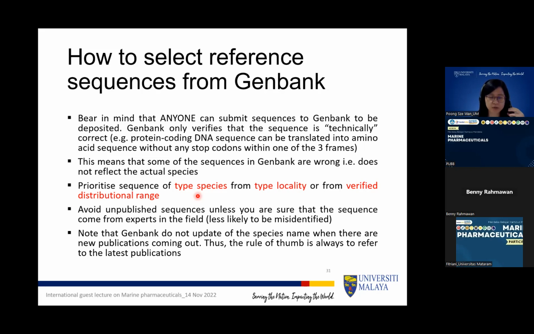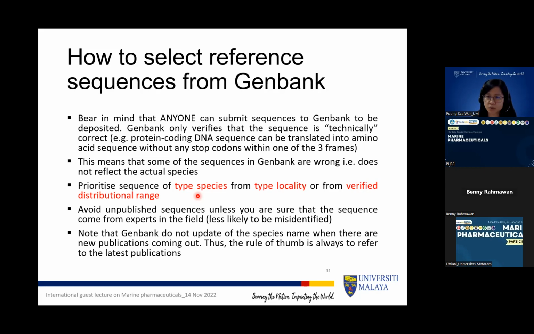And the fourth point that I want to say is to try to use published sequences, unless you're sure that it is correct, because then it will be less likely to be misidentified. What do I mean by unpublished sequence? Unpublished sequence means someone deposited this sequence in GenBank, but this sequence has not been included in a publication.